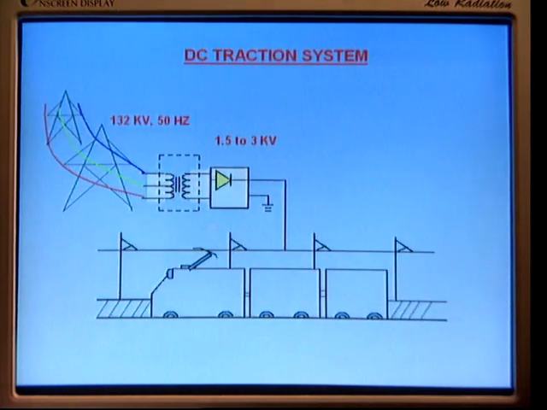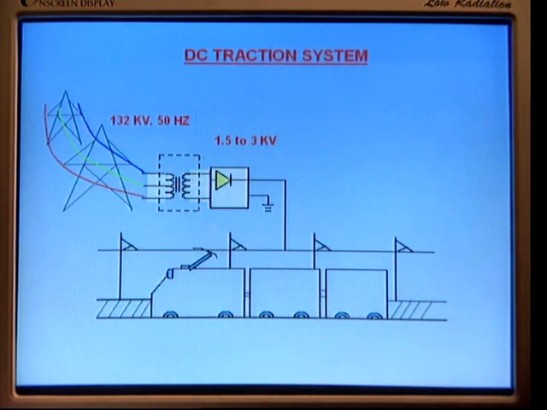Before going directly to the traction motor, at a glance you can observe the existing DC distribution system. Here the power is taken from the EHV substation, at 132 kV at power frequency, the Indian frequency. The same is given to the power transformer, connected in 3-phase open delta or Scott connection, and stepped down to 1500 volts or 3000 volts using a step down transformer.